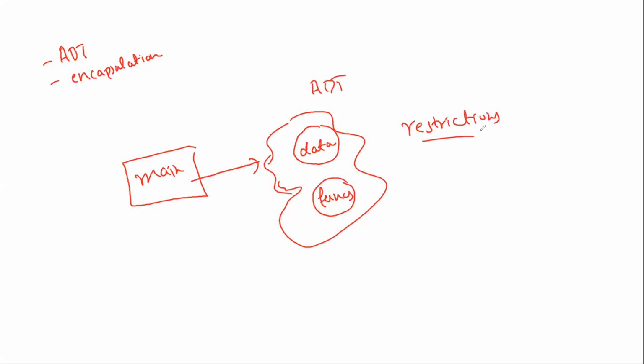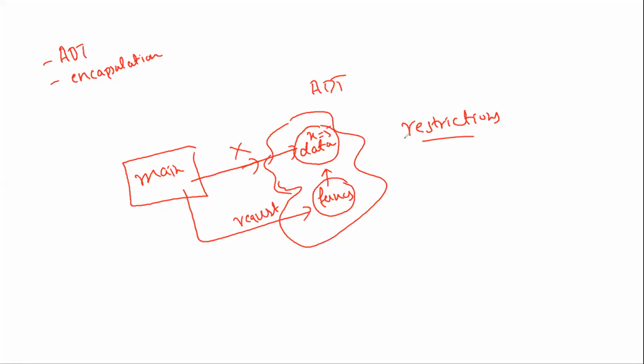Now what are those restrictions? We say, if main needs something, then main cannot directly come here. This we will not allow. For example, suppose there is some data here, say X, which is 5. Main needs this data, but main cannot directly write cout X. Main will go to this function and request that, I want this data. Then this function will do the job for the main.